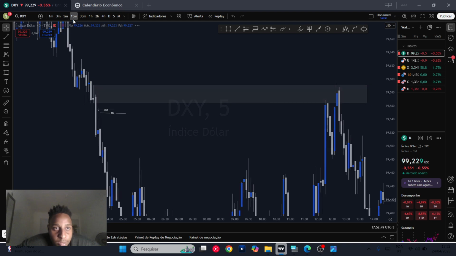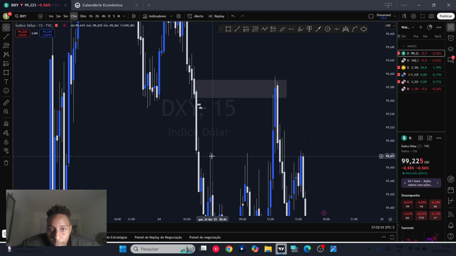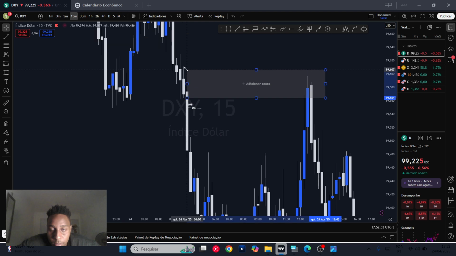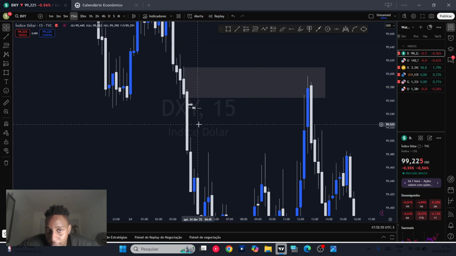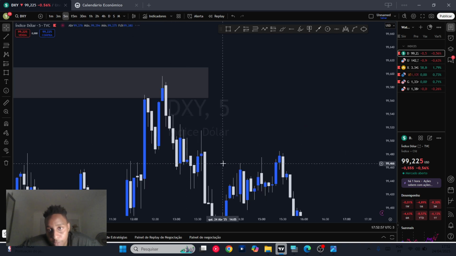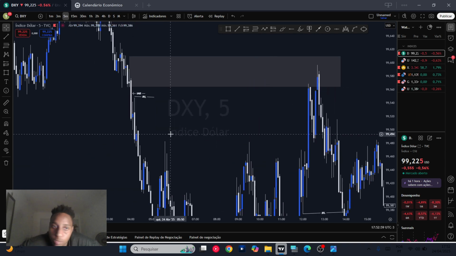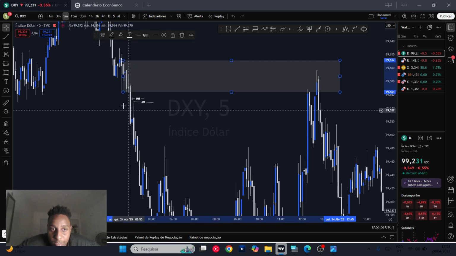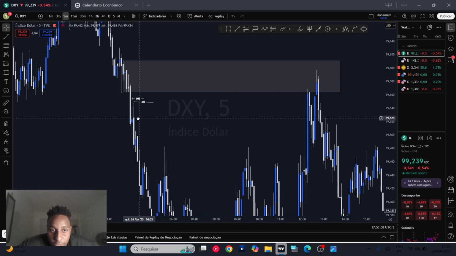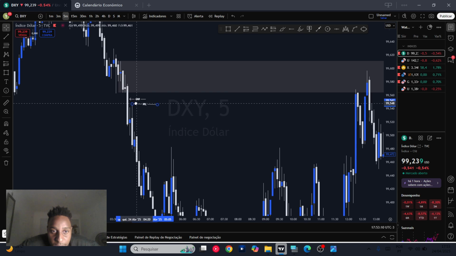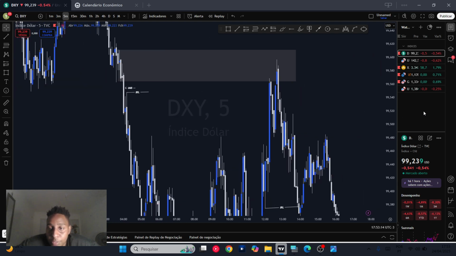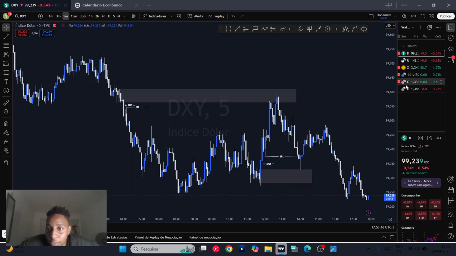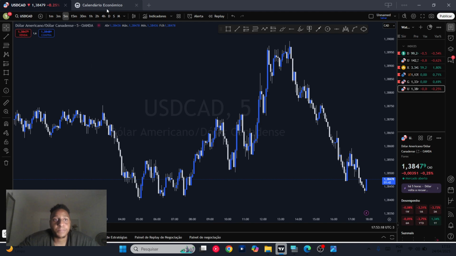It's because in the 15-minute, our demand extends to this level. So if your zone is taken in the 5 minute, just look at the 15-minute to see where the demand really starts. This demand really starts all the way over here, and the liquidity on this demand is this, the internal range liquidity. So let me show you what external range liquidity means.